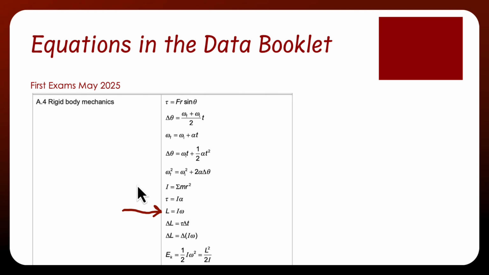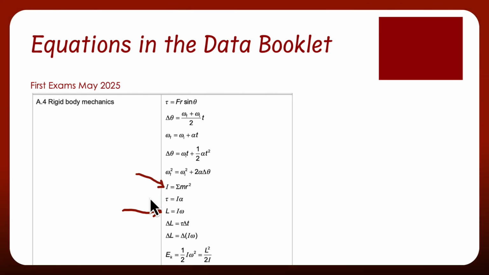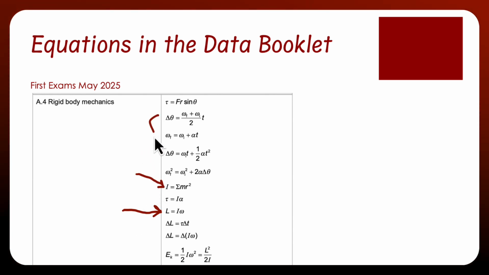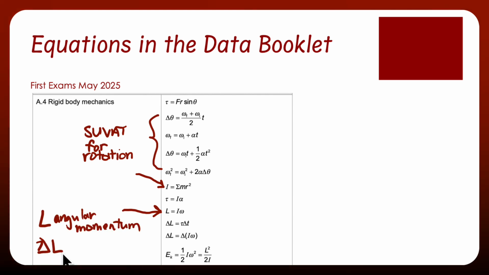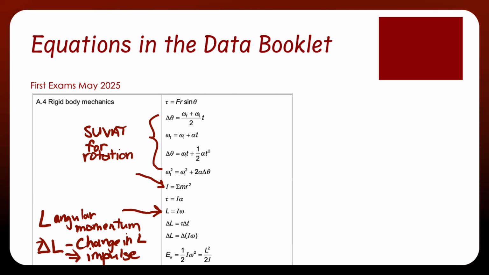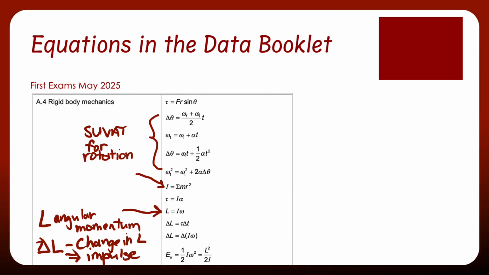If you look really closely, here's the moment of inertia one I was just talking about. And all of these are just our suvat, our normal kinematic equations, but they're for angular rotation. The other thing I'll point out is if this is angular momentum, then delta L must be the change in angular momentum, and we know that that's just called impulse. Just like we had an impulse in linear momentum, we also will have an impulse in angular momentum.